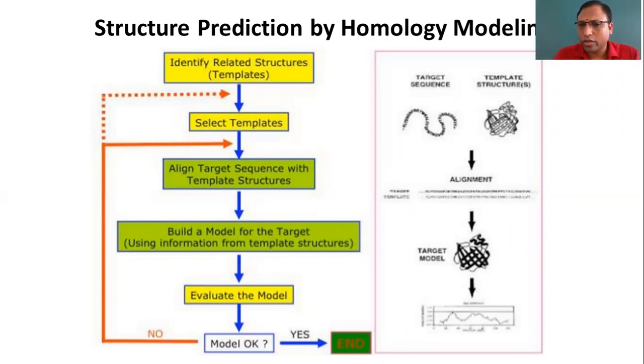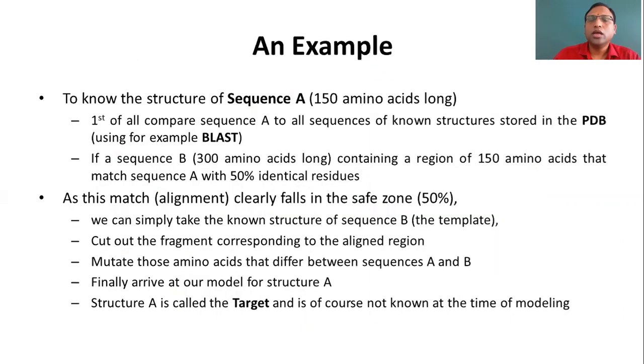So evaluate the model. If the model looks okay, that is by seeing that it is looking right with the pleated sheets and the alpha helices and the connections, everything is okay, then we can go with yes and end the sequence. If it is not, then we have to again search for a new template, and once the template is aligned with our particular data, that is the target sequence, and the sequence and the structure look good, then we can take it up for further studies.